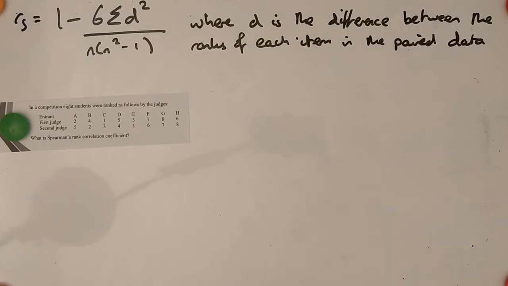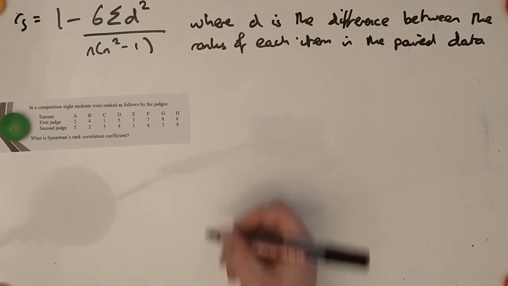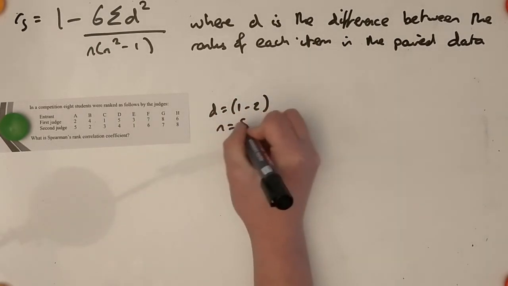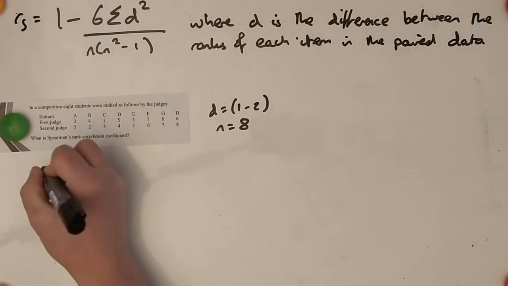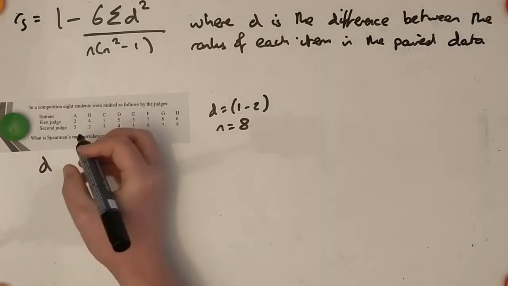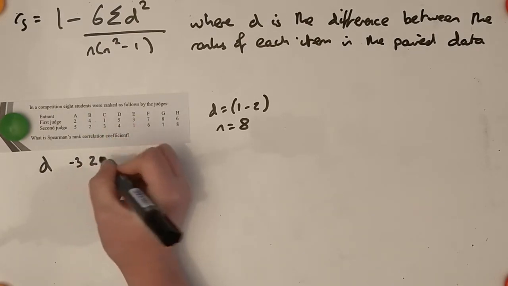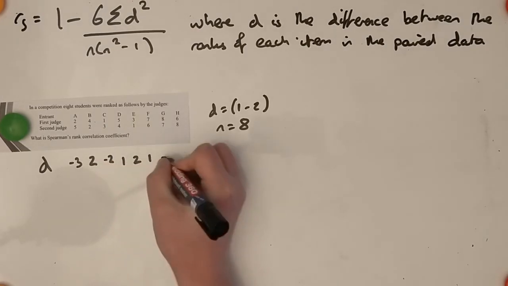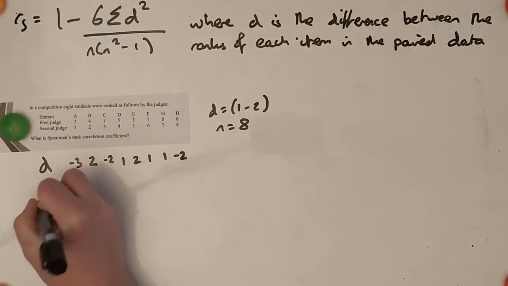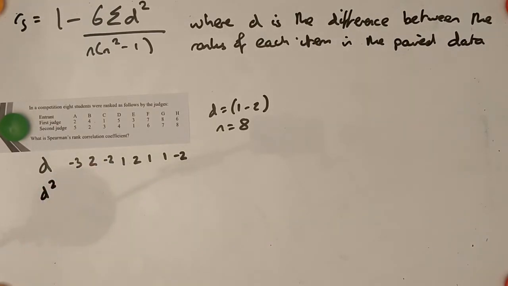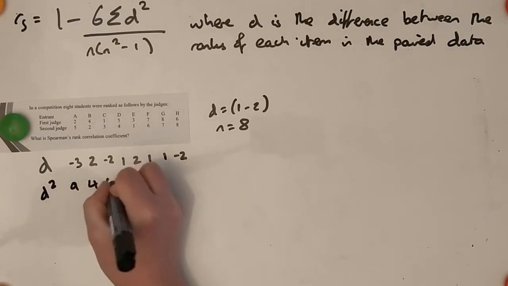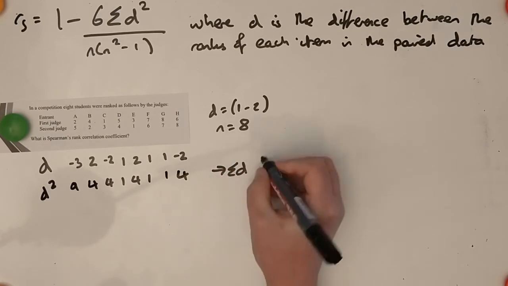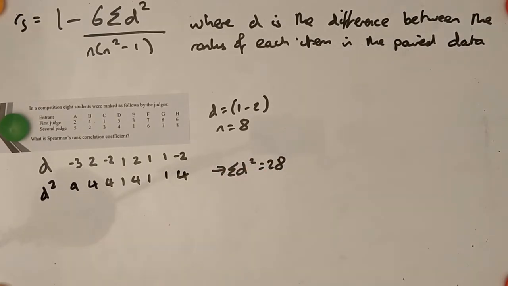I can do the first take away the second, or the second take away the first, it does not matter. So I'm going to do d is the first take away the second. And I know that n equals 8, because I'll use that in a bit. So for d: 2 take away 5, minus 3; 4 take away 2, 2; 1 take away 3, minus 2; then I've got 1, 2, 1, 1, and minus 2. Then I need to square these values to get rid of the negatives. So 9, 4, 4, 1, 4, 1, 1, and 4. Add them up, that gives me sum of d squared equals 28.